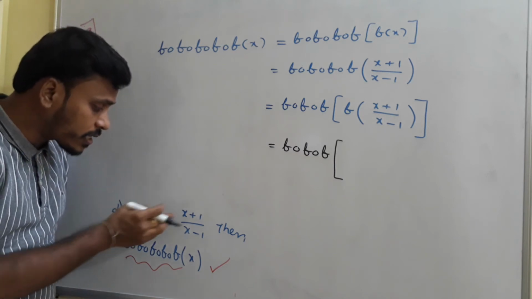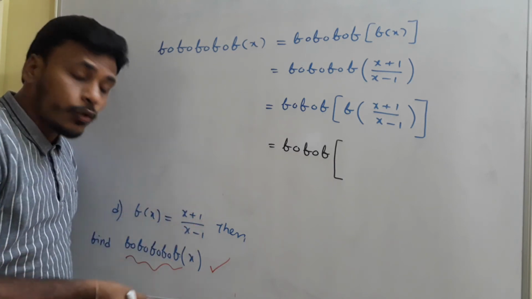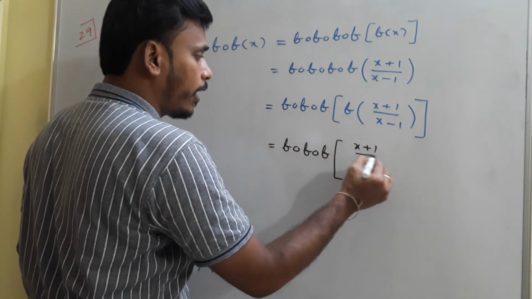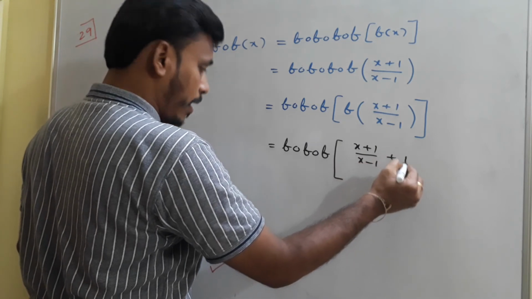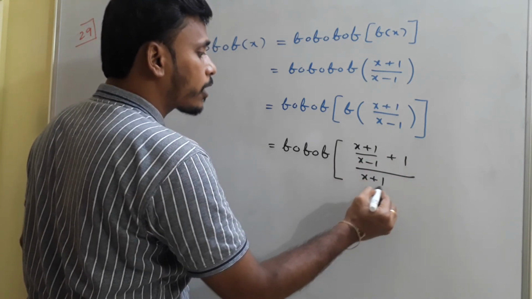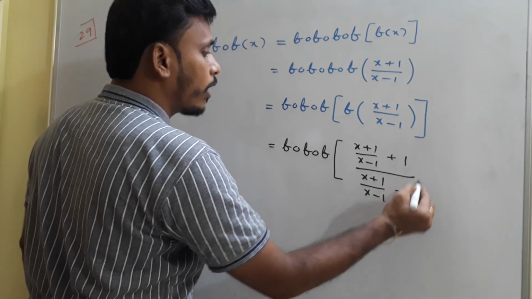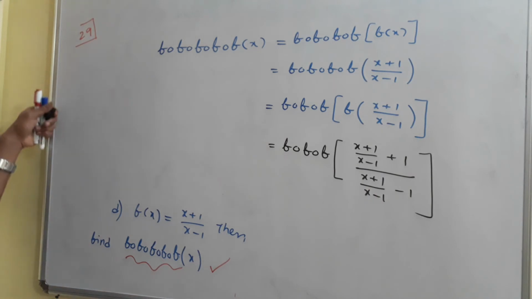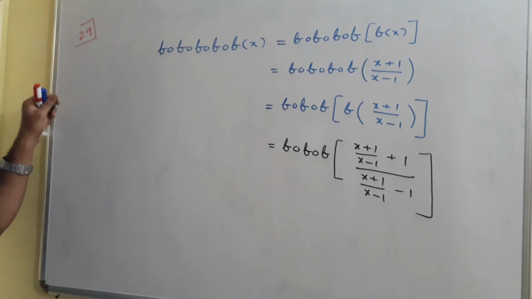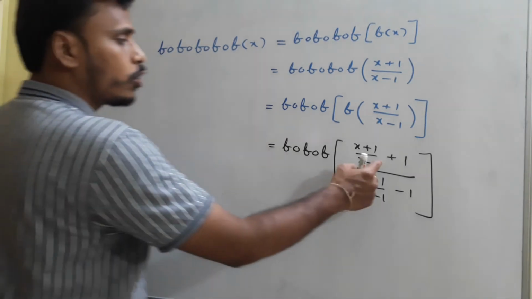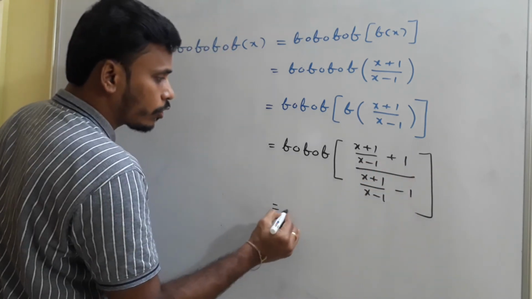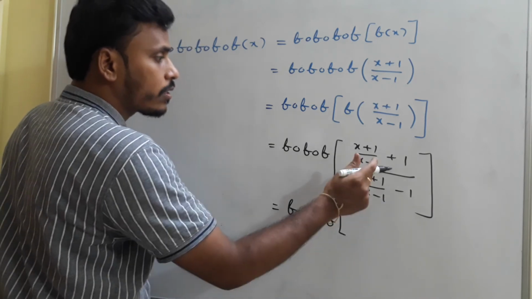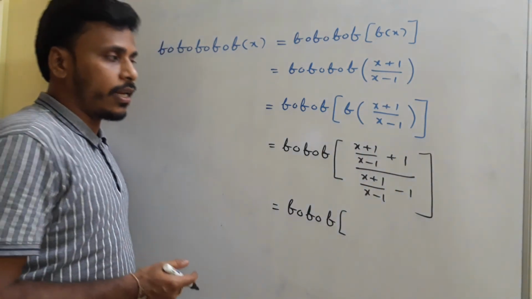If your input is z, output is (z plus 1) by (z minus 1). If your input is this (x plus 1) by (x minus 1), you need to replace x with this total expression. So ((x plus 1) by (x minus 1) plus 1) divided by ((x plus 1) by (x minus 1) minus 1). Just have a look. That's what we need to simplify. On simplification, what will happen? Take the LCM in the numerator as well as in the denominator.